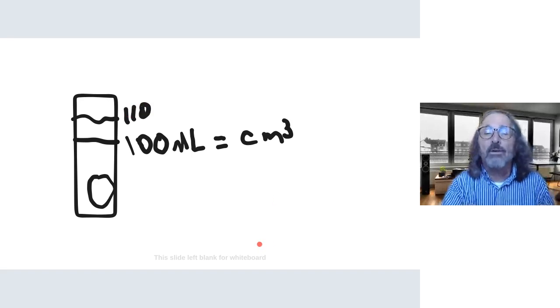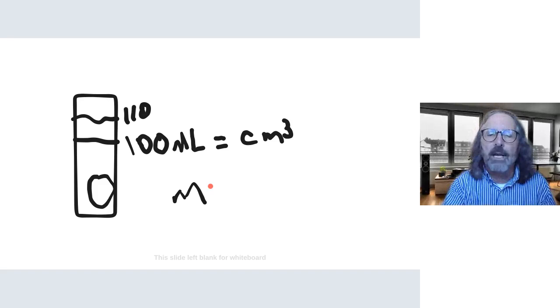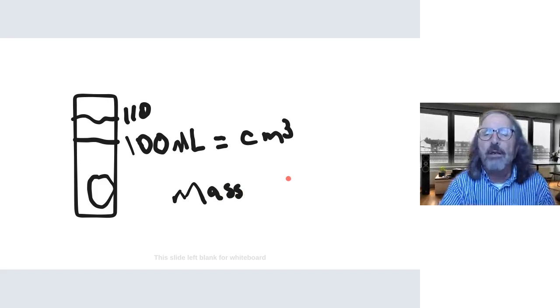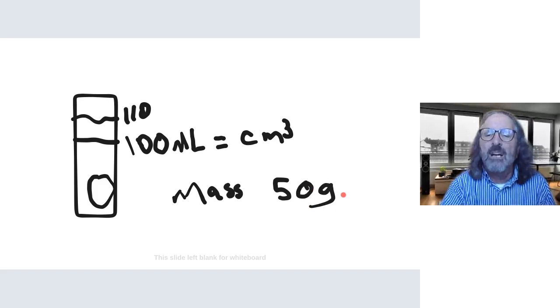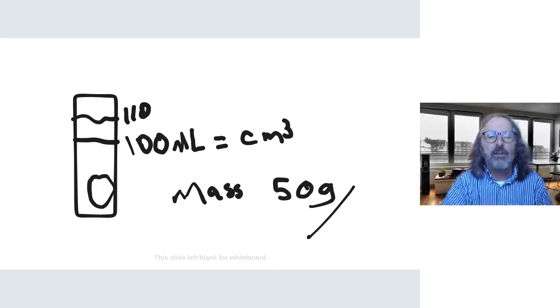So you have to subtract those two to get the volume. All right, and the mass of the rock, I put it on a scale, the triple beam balance, and the mass was 50 grams. All right, and you're going to divide by the volume.